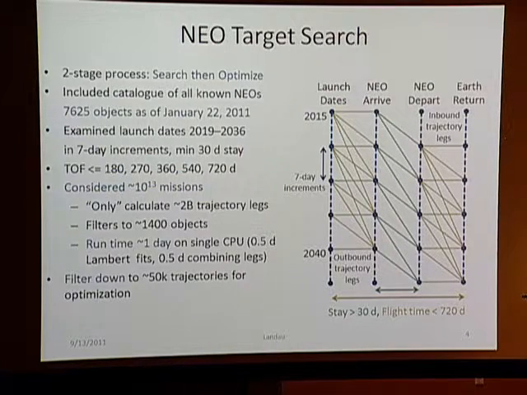So that was the basic process we went through. Just search over everything in a big trajectory grid, filter it down to a bunch of objects, and then from there, save the top 50,000 or so for optimization. And the results of that process have been published here and there, and I think it's in a few of the resources that they put up for you.